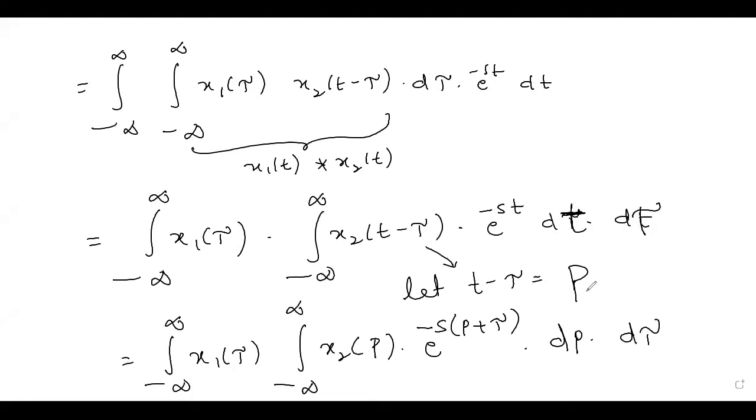After that, let t minus tau equal to p, then x2 of p into e power minus s, in place of t, p plus tau, because from this, t is p plus tau. So I have substituted here, and dt is nothing but dp, as tau is constant. Okay, so next.